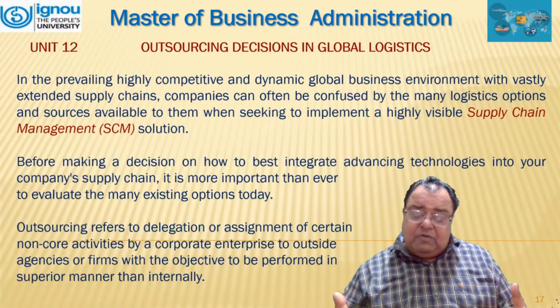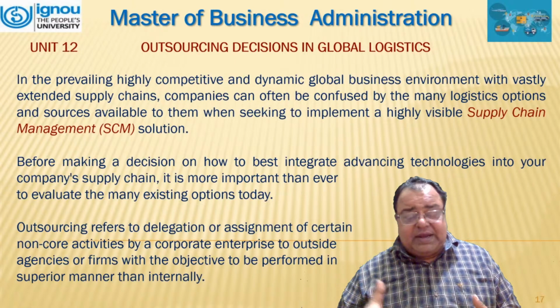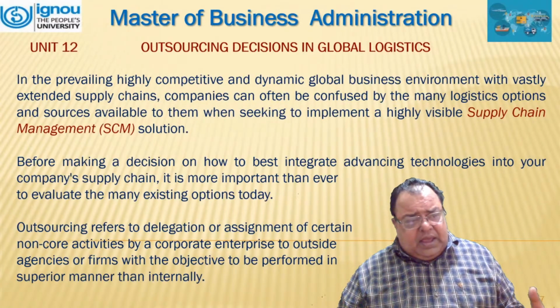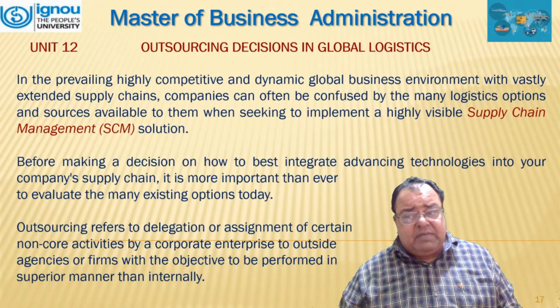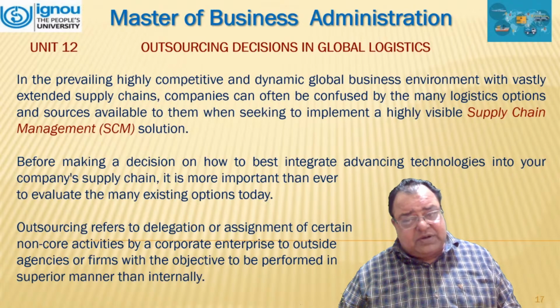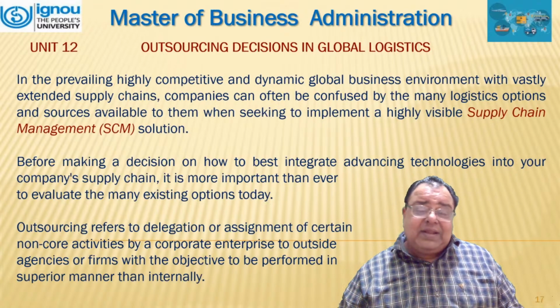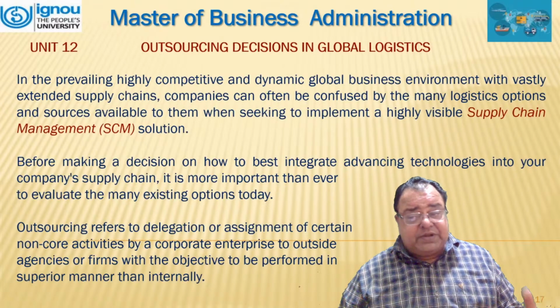Now, we move to Unit 12, that is outsourcing decisions in global logistics. In the prevailing highly competitive and dynamic global business environment with vastly extended supply chains, companies can often be confused by the many logistics options and sources available to them when seeking to implement a highly visible supply chain management solution.